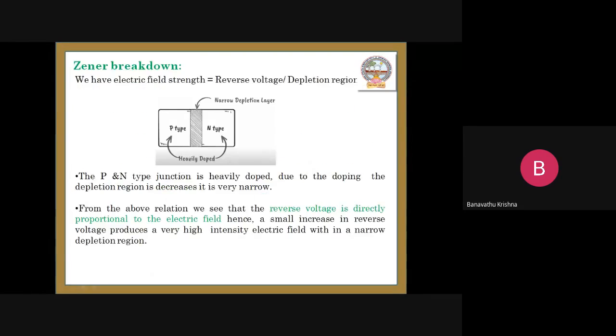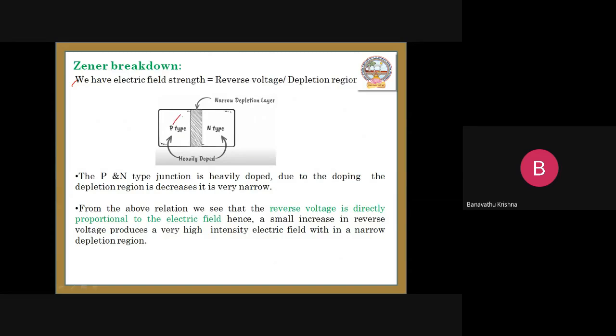Next, let us go for the Zener breakdown. This is the basic concept. We have electric field strength at the junction, which is equal to the reverse voltage divided by the depletion region width. If you increase the reverse voltage, the depletion region increases and the electric field strength also increases.